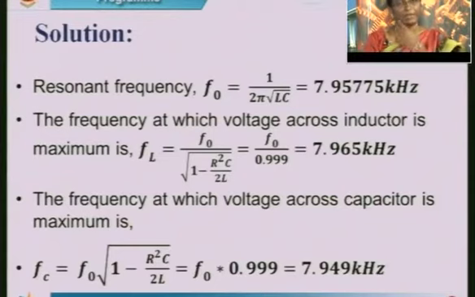If you check FL and FC, both the frequencies are approximately equal to F naught. We had a conclusion in the previous slide that if resistance is very small, then what is the resistance in the network given? It is 25 ohms, which is very small. So since the resistance is very small, FL and FC, where the voltage across the inductor and capacitor is maximum, are approximately equal to F naught. This is the conclusion.